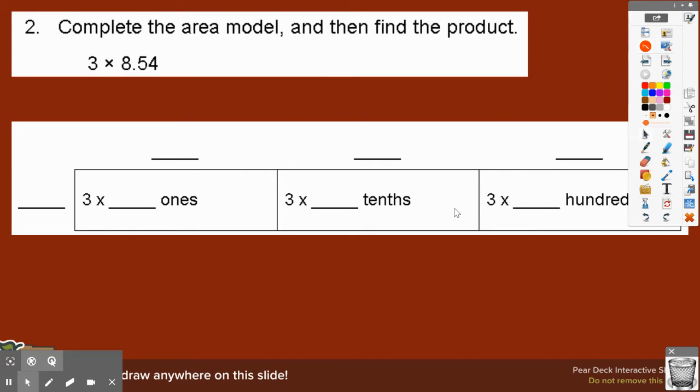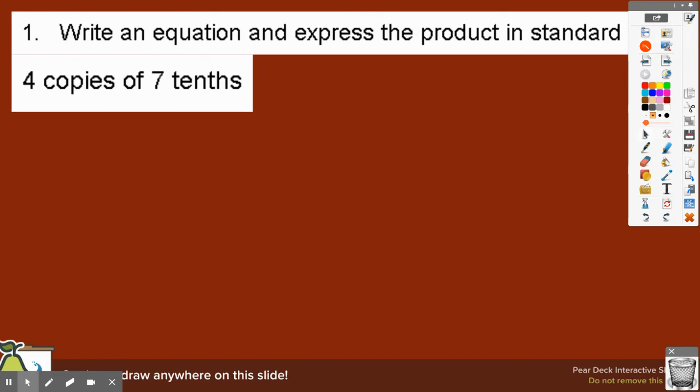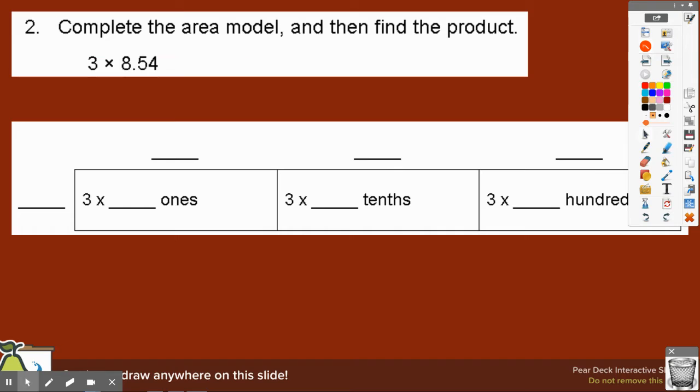All right, for this one, they want us to use the area model. So we've got to break apart our original problem right here. So we have 3 times 8 and 54 hundredths. So my 3 is going to go on this side, and here up on the top, I'm going to take this original number and I'm going to break it apart.